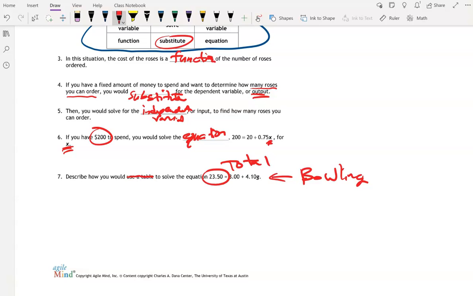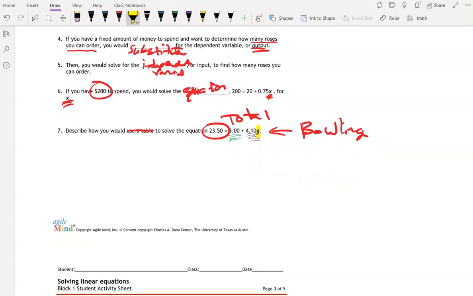Okay, $23.50. And the cost of the shoe rental is $3. And then it is $4.10 per game to bowl. So how would we find out? In this case, we want to solve for the variable G to find out how many games you bowled if you spent $23.50 on the bowling itself. That's super easy to do here, so we're going to walk through that right now.